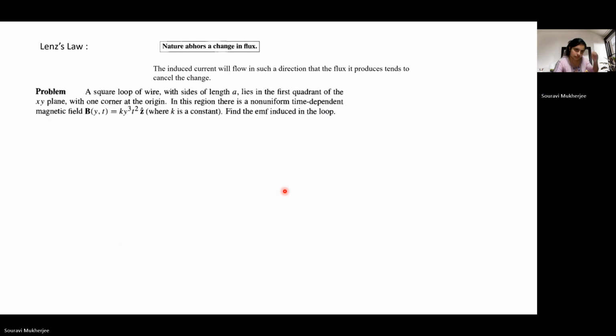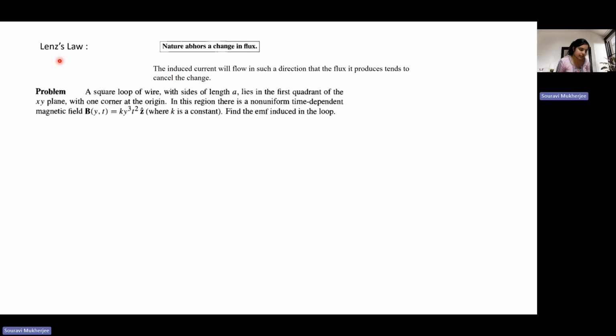Okay, now the minus sign that we just discussed. We wrote that the EMF is given as minus d phi dt. That hints at the fact that nature abhors a change in flux. So the EMF is generated in such a way that it tries to nullify the change that causes it. The induced current will flow in a direction that the flux it produces tends to cancel the change. And that is called Lenz's law.